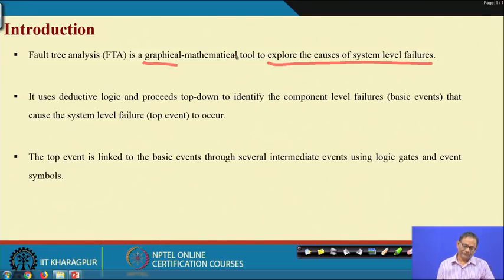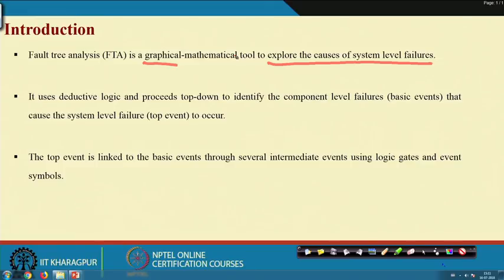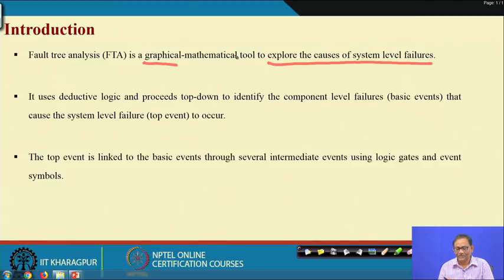Why is it mathematical? Because the different events, from top events to bottom events, including intermediate events, are linked with logic symbols like AND gate, OR gate and similar gate symbols, which can help us to develop the mathematics of the higher level events. Here the mathematics means the probability of the event occurring. It may be the top level event, the intermediate level event or the basic bottom level event. So on one hand it is graphical, on the other hand it is mathematical, because this graphical tree structure can be mathematically represented.